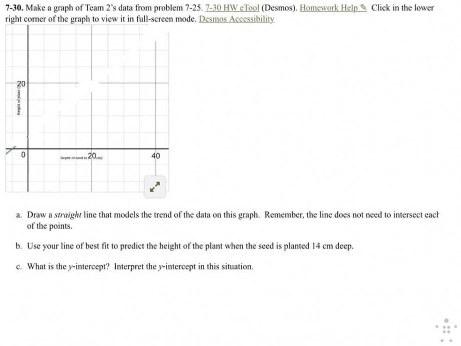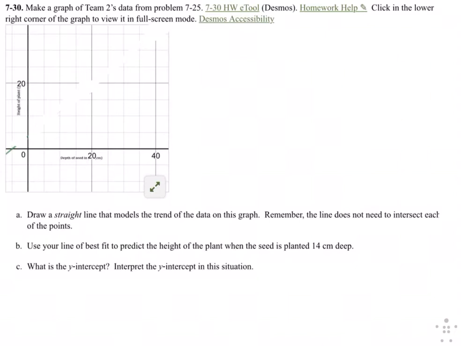Okay, for this one, they want to make a graph from Team Two's data from problem 725. So you have to go back to 725 and find the points. I'll try my best to graph them on here, right? So here's my graph, depth of the seed.